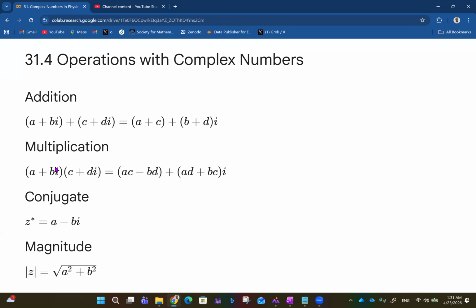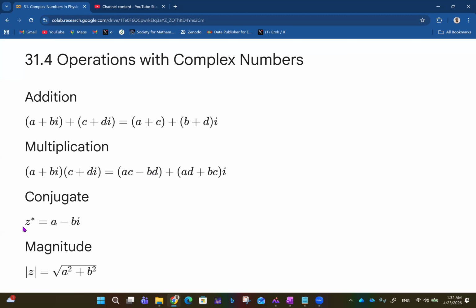And for multiplication, we have a times c, ac, a times di, we have adi, bi times c, we have bci, then bi times di, that's bdi squared. That i squared is minus 1. That's why we have minus bd here. So for multiplication, we have this.